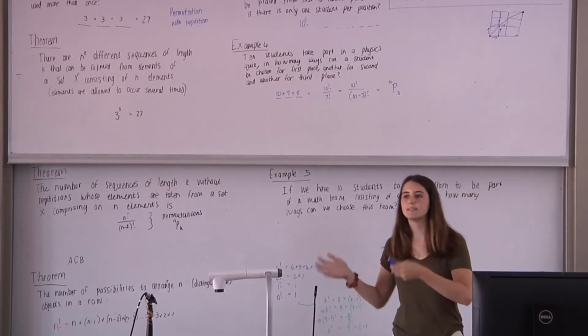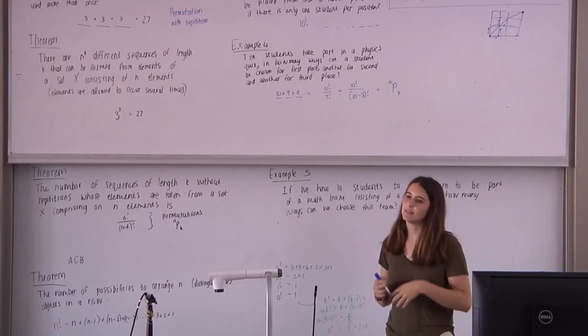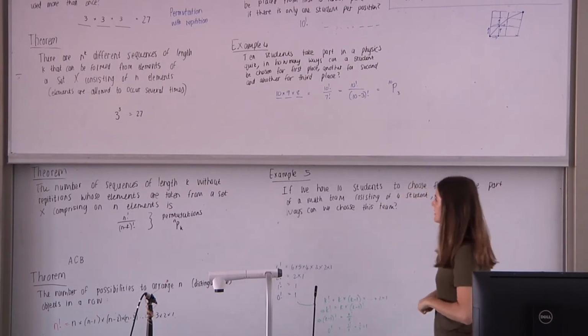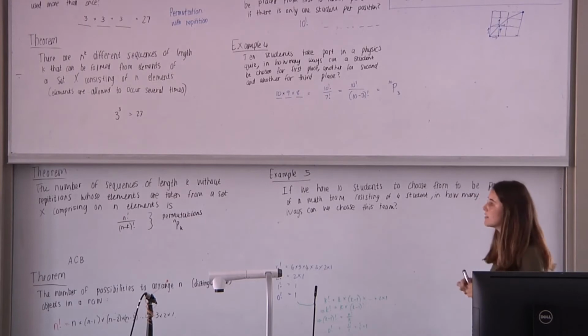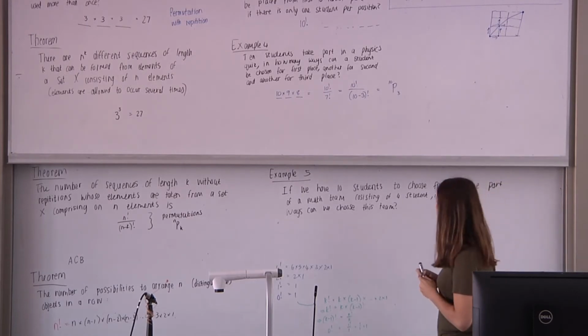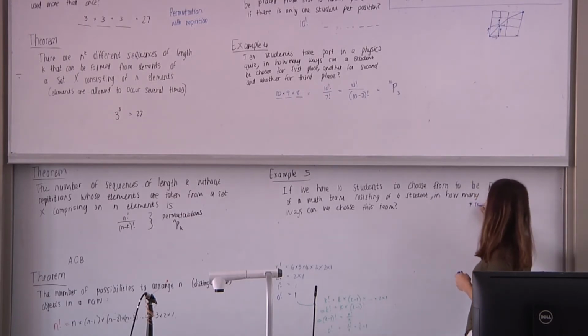Whether A, B, and C is in a team and C, B, and A is in a team, it's the same team, like he said. So in this case, the order is no longer important. So there's still, I'm just going to write here, no repetition, obviously.